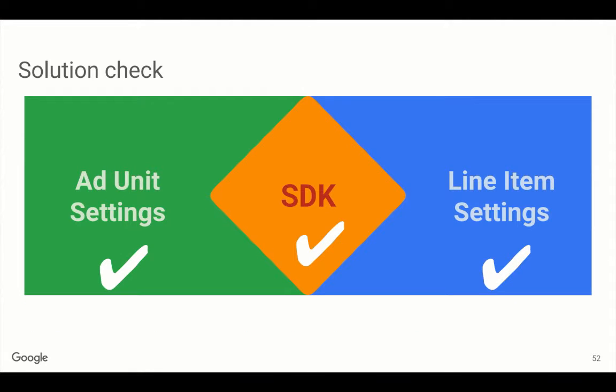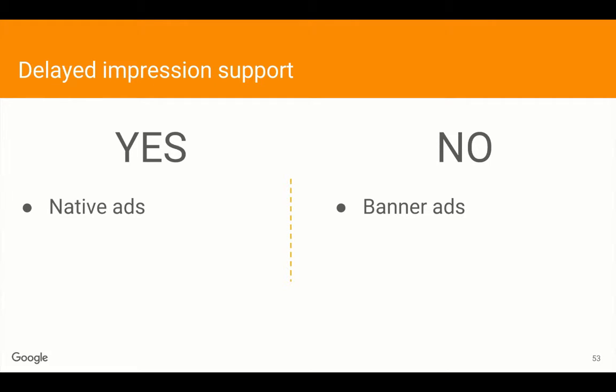But loading is only one part of the problem. The other part is what's happening after an ad has been loaded to your app. When is an impression recorded? Today, native ads already support delayed impression. In this mode, an impression is not counted until at least one pixel of the native ad is on screen. But banner ads record an impression as soon as it is loaded.